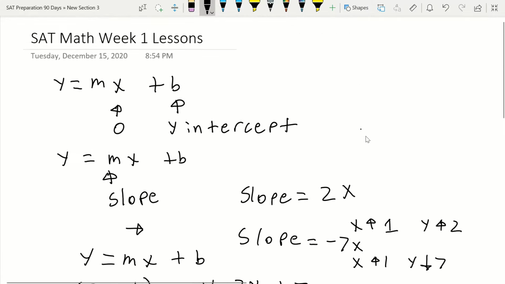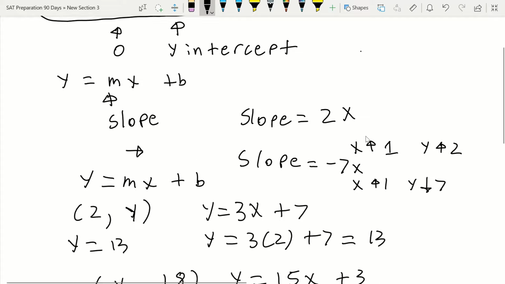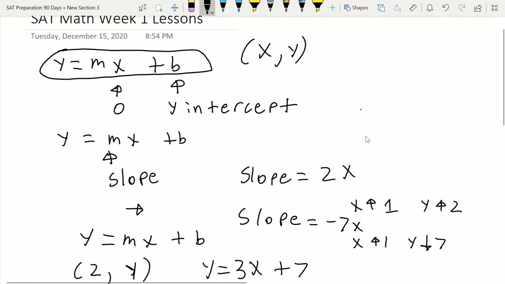So you can go ahead and put down this equation right here in your notes, label that the slope-intercept equation, label that b is going to be your y-intercept at all times, and that m will be your slope at all times. And your point is going to be x, y. That's going to be your set of points for that equation. So when x is 0, that y will just be your y-intercept.